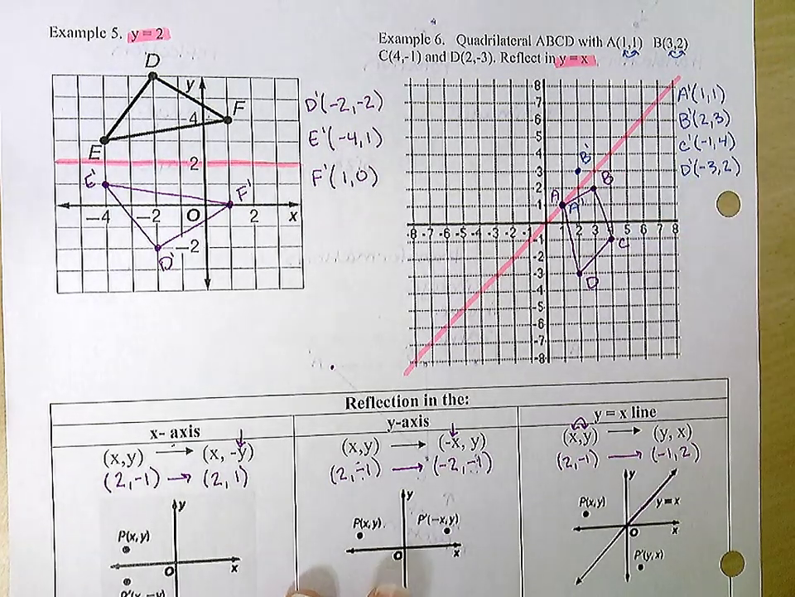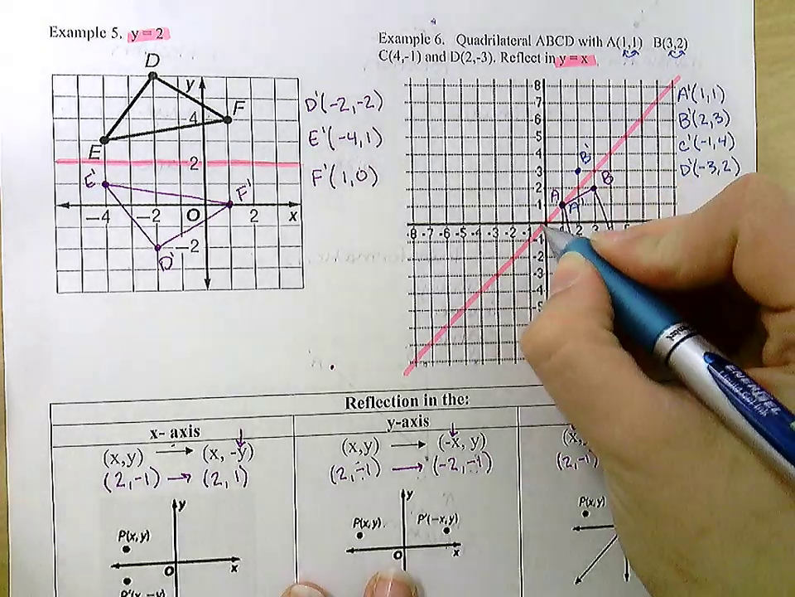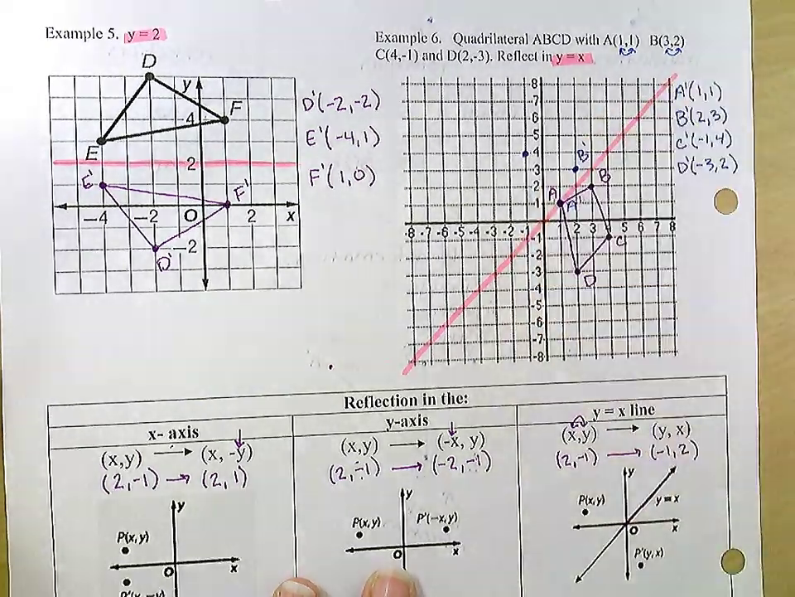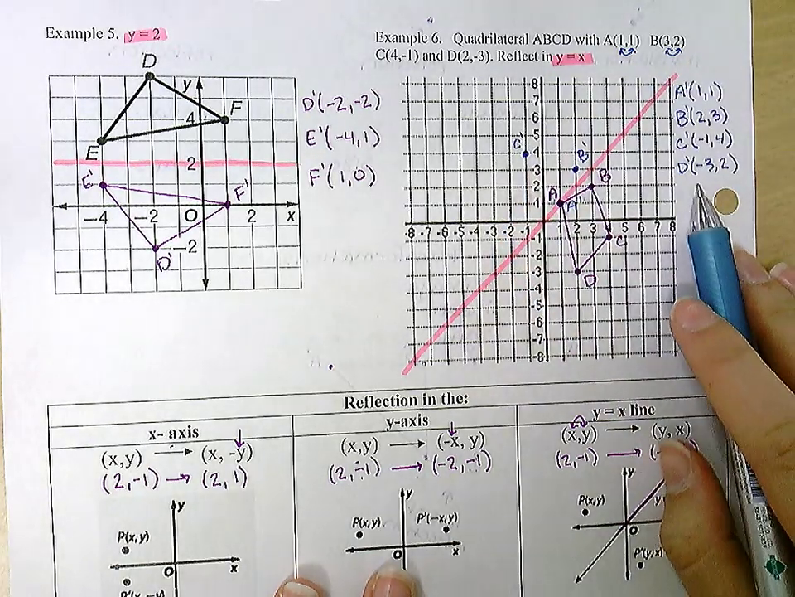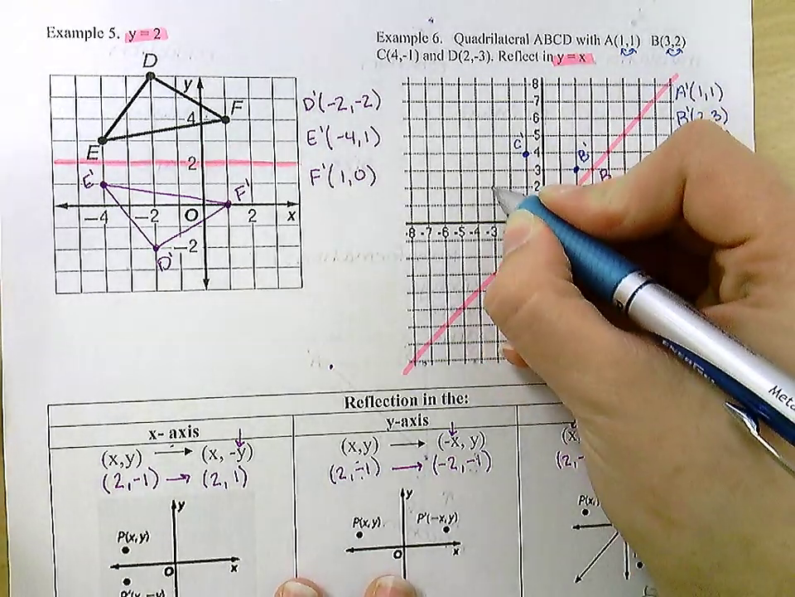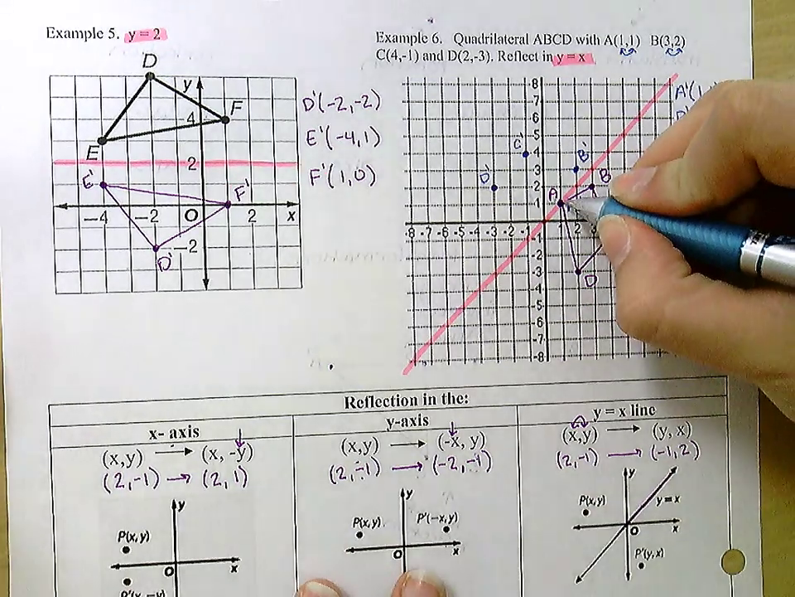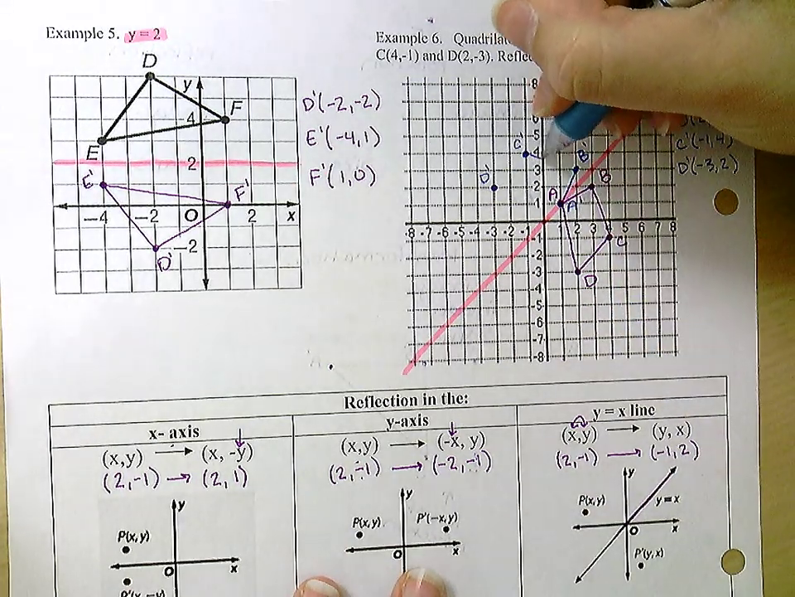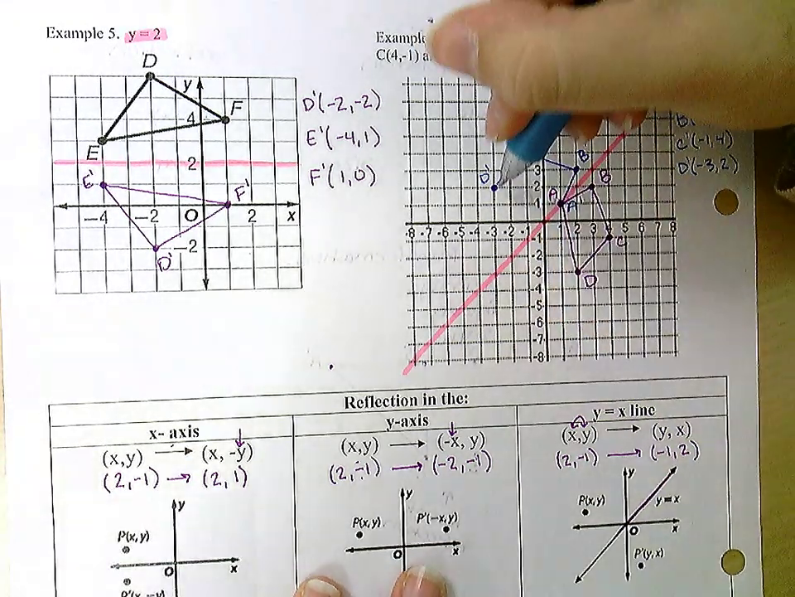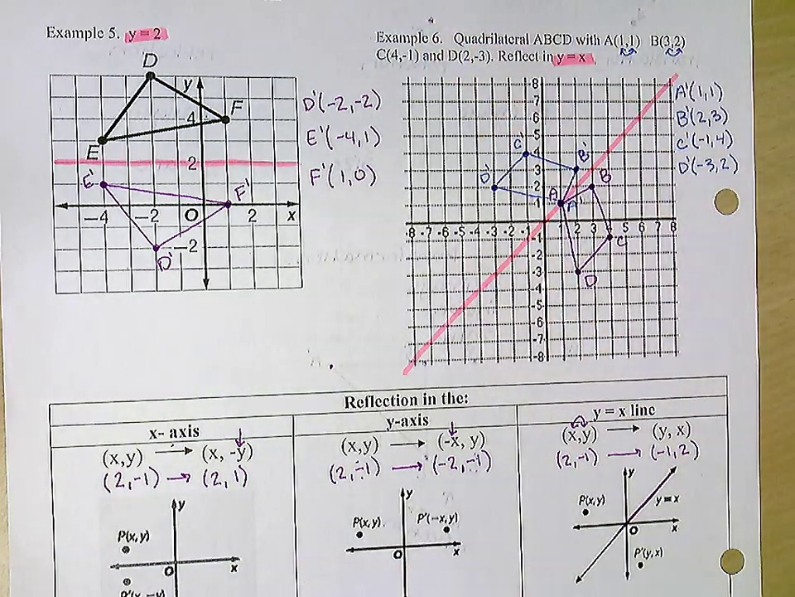B prime is at 2, 3. C prime is at -1, 4. And D prime is at -3, 2. After I plot each of those points, I can connect them to create my image. If you were to fold these two over that line, they would map out onto each other. So we do have that reflection over that line. Questions on example 6?